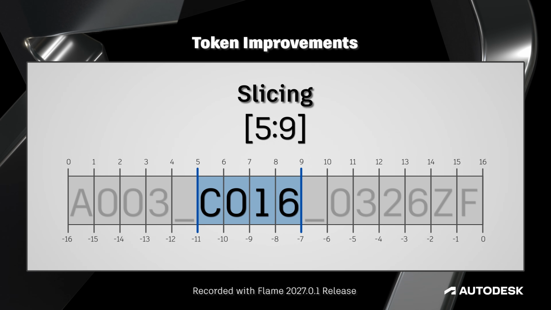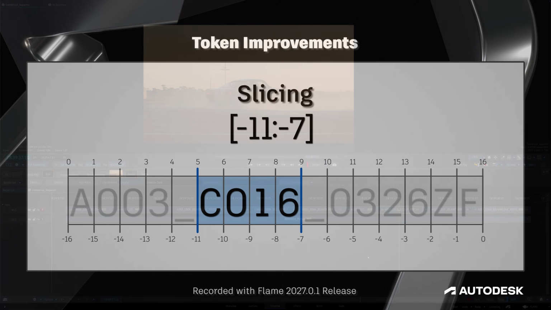This is handy when we don't know how long the string is, but we do know how it ends. And since every cut point has a number from both directions, the same slice we just looked at, 5 to 9, can also be written as -11 to -7. Both give us the same result.